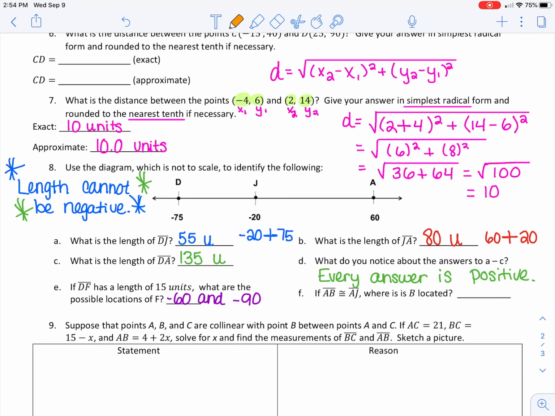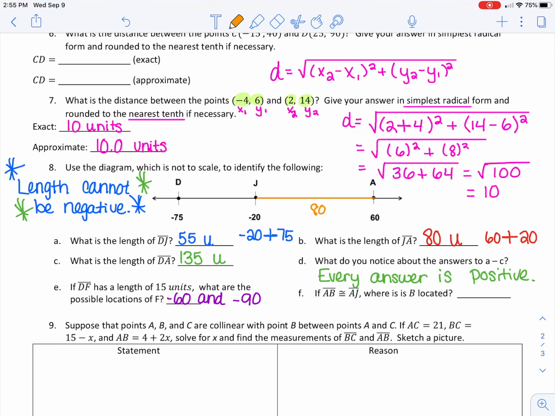Okay, so for part F, it says AB is congruent to AJ. Where is B located? So basically it's saying AB is going to be an equal distance. Oh my goodness gracious, I did not say that right. A is going to be an equal distance to J as it is to B. There we go, that sounds better. So we know that AJ, right here, is 80 units. So where's B going to be located?